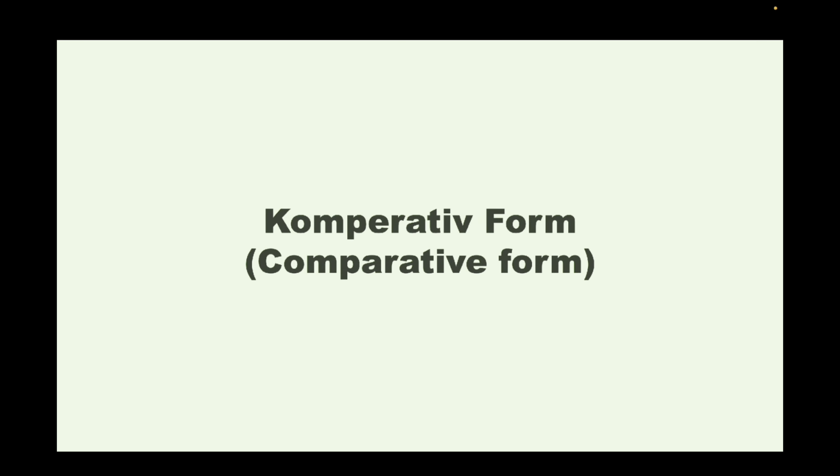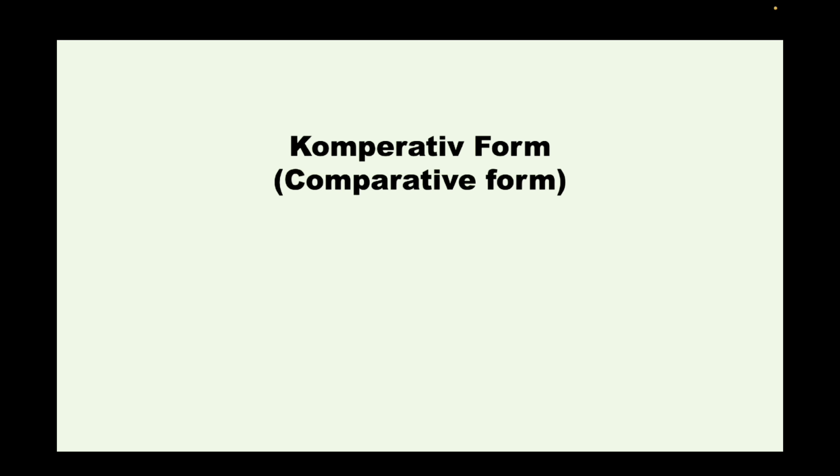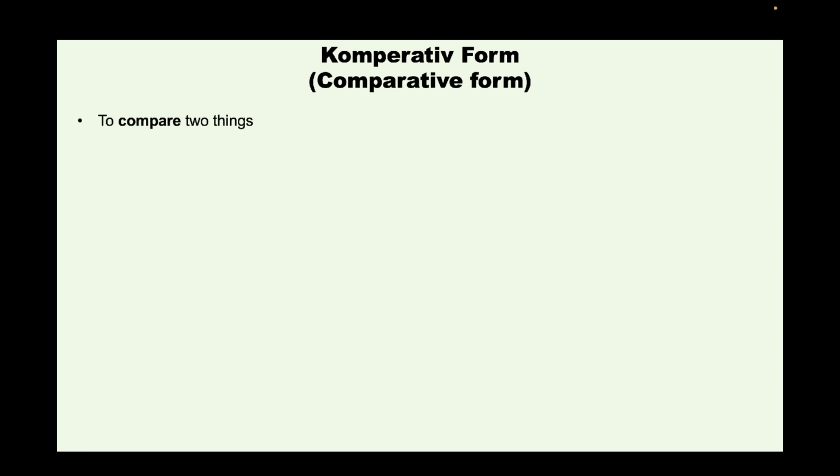Now let's take a look at the comparative form. This is where it gets interesting. So what is the comparative form? The comparative form is used to compare two things. In English, we make the comparative form by adding E and R to the end of the adjective. For example, small in the comparative form becomes smaller.